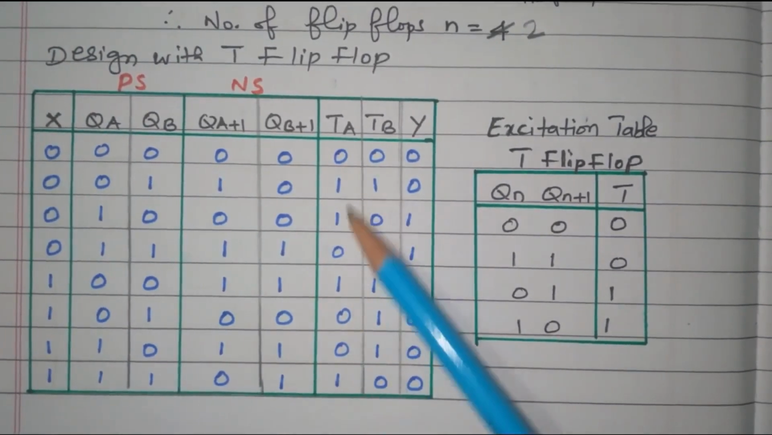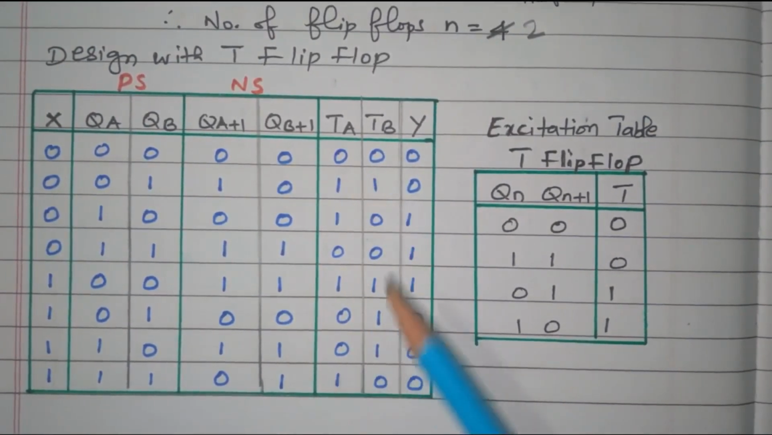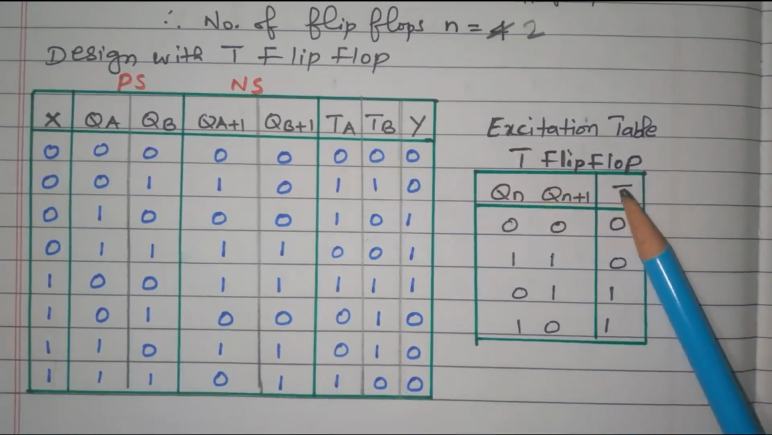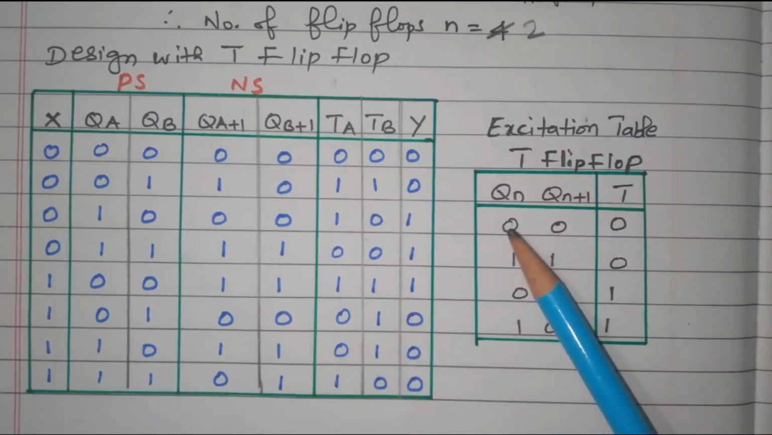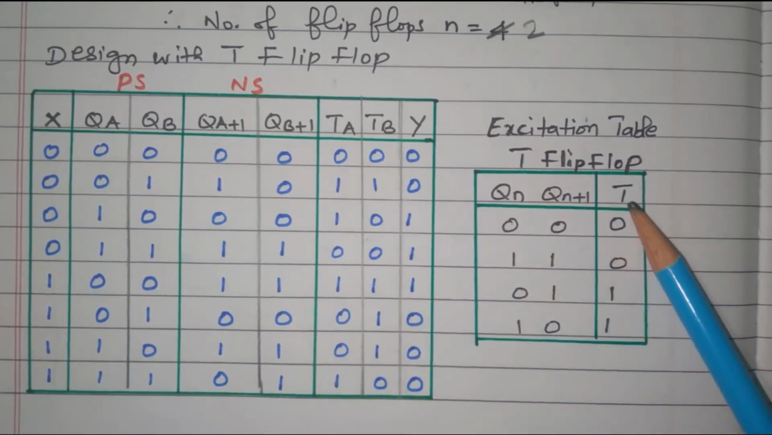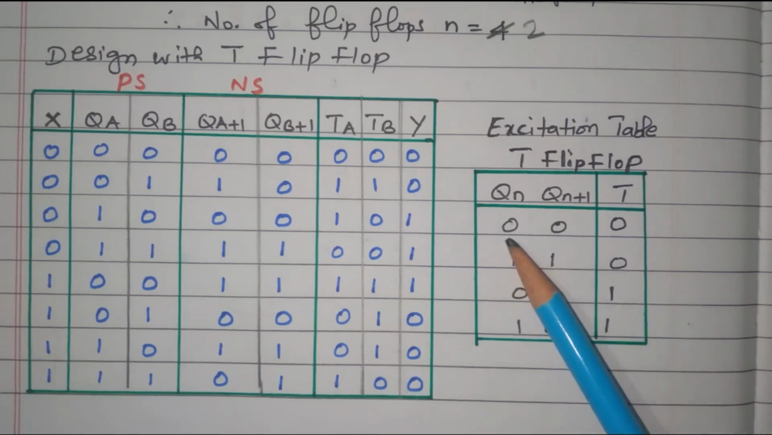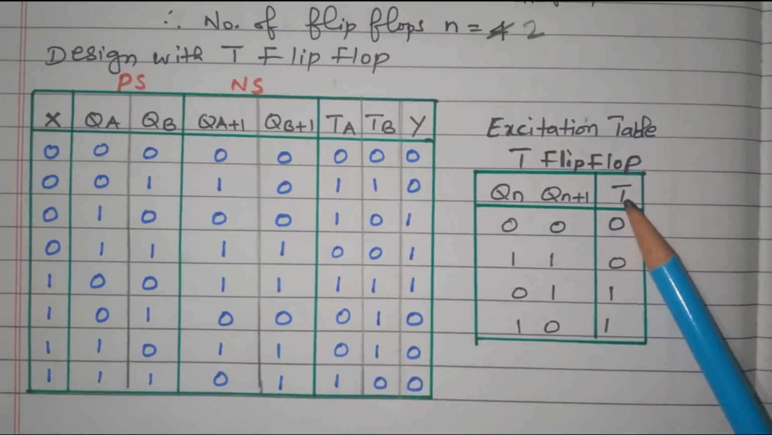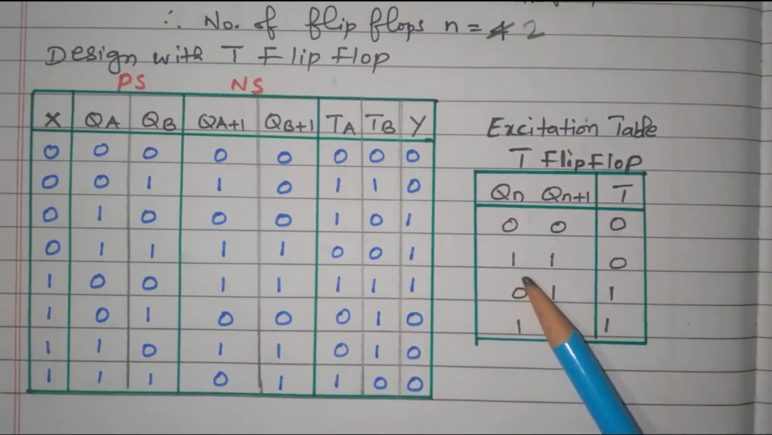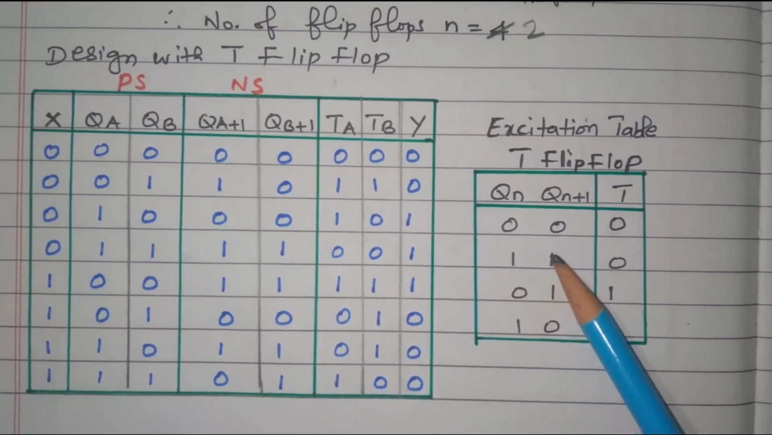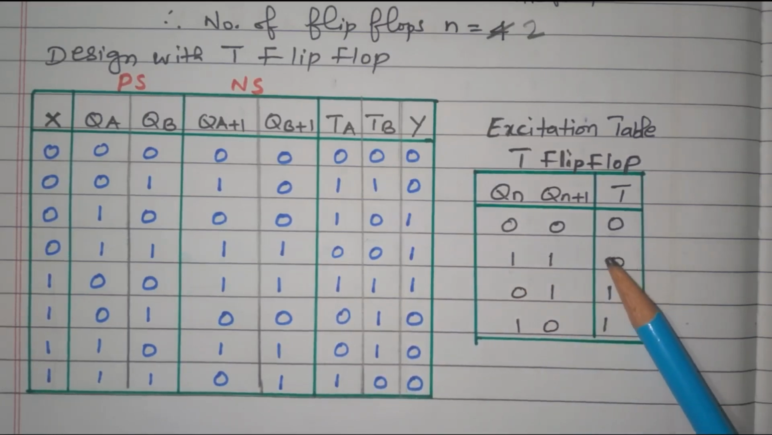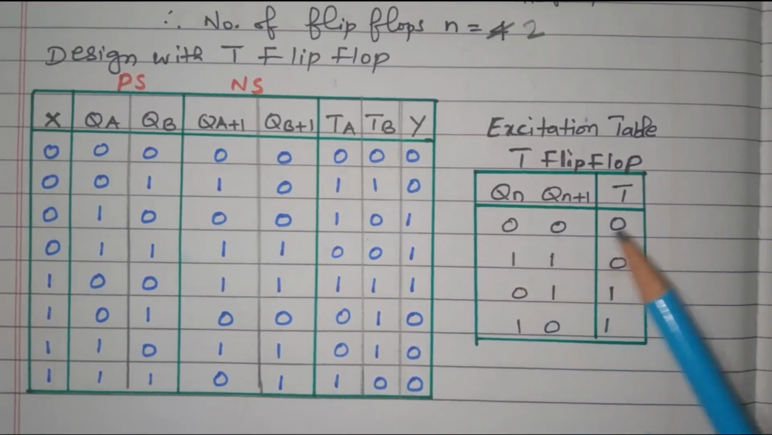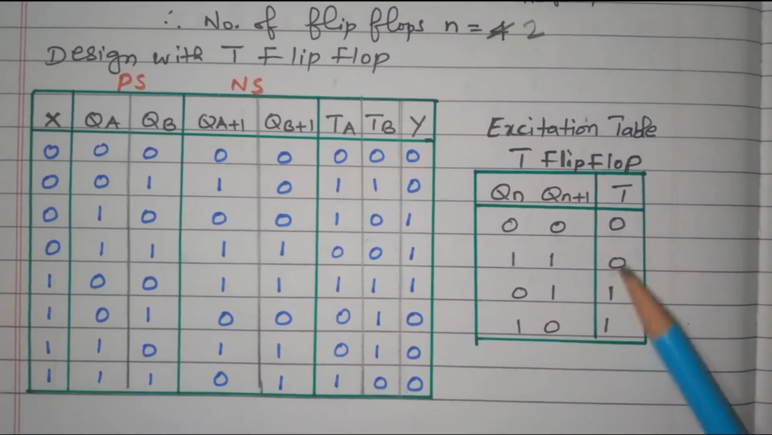So, now we see what is the input for the first flip-flop TA and the second flip-flop TB, right. What is the excitation table of the T flip-flop? From that only we can identify. So, this is the current state, next state, and the input to the T flip-flop. See this 0 0, there is no change between current state and next state, so the T flip-flop input is 0. For 1 1, there is no change, current state is 1 and next state is 1, so the T flip-flop value is 0. Both are the same, current state and next state, so the T value is 0.